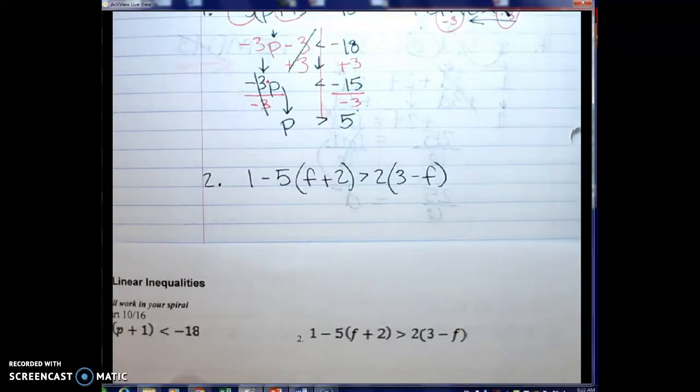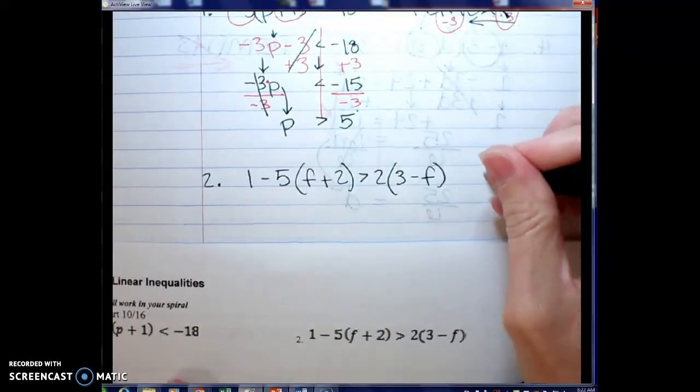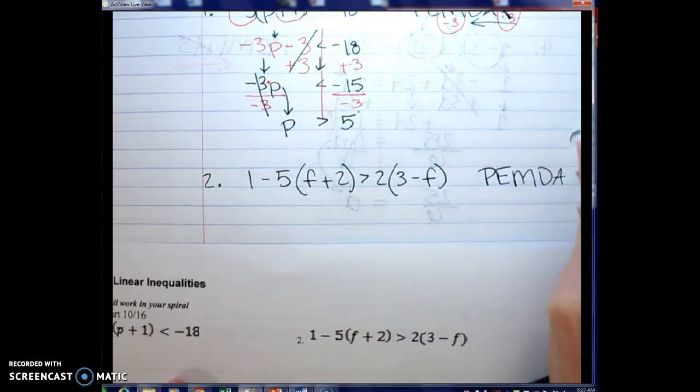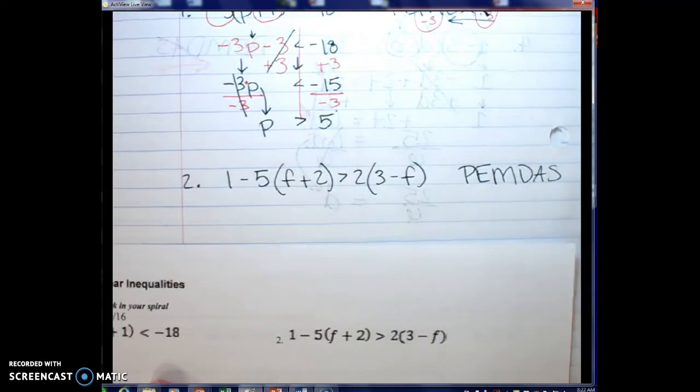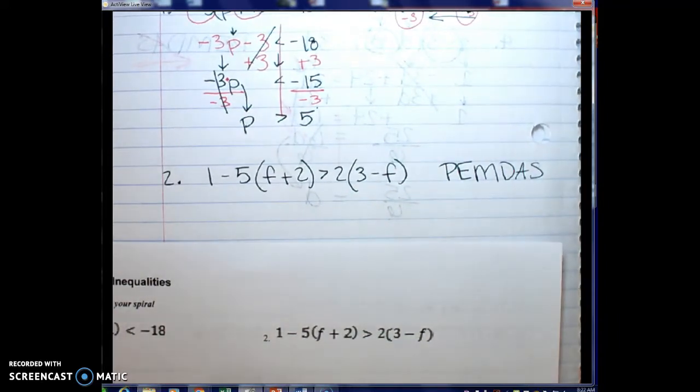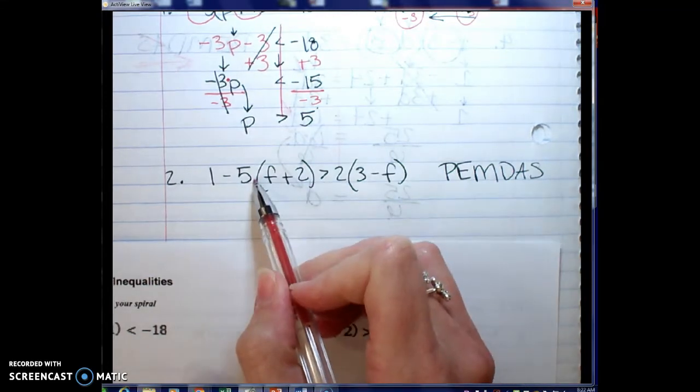So again, for problem number 2, for your quick start, we're going to go through our PEMDAS, our order of operations, in order to solve for f. The first thing you should notice is that you do have these parentheses that you have to get rid of before you can start solving. So I'm going to multiply the numbers stuck in front of your parentheses in order to get rid of them.